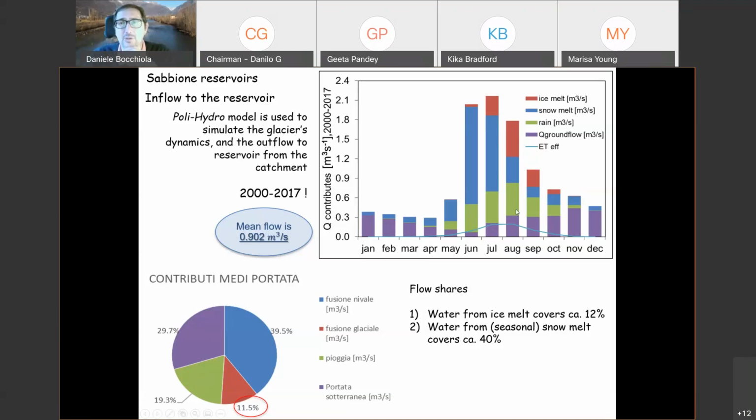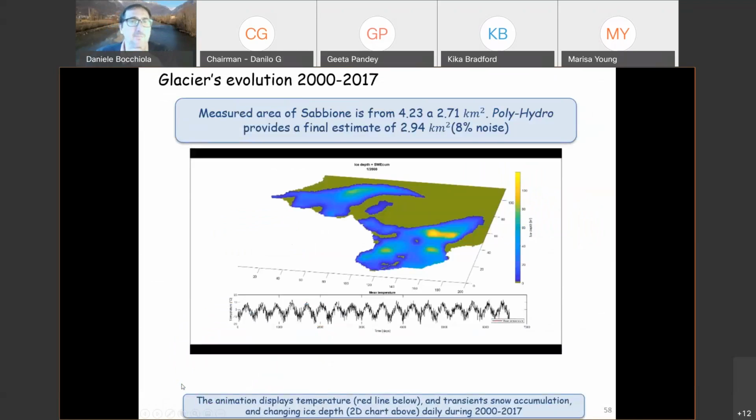And there is also some part of rain, but this is less. Well, this ground flow is basically rainfall. It's normally rainfall because when ice melts, basically it flows overland. And here you can have also a pie chart of the same thing. Well, this is basically the behavior of the Sabbione ice glacier, Osendorn, from 2000 to 2017.